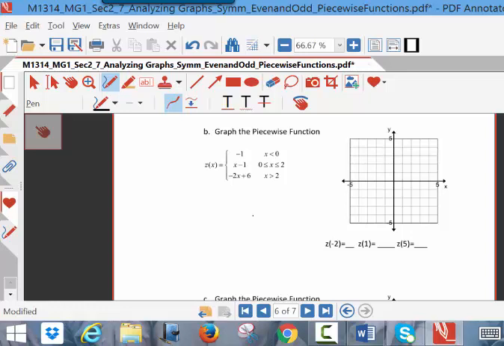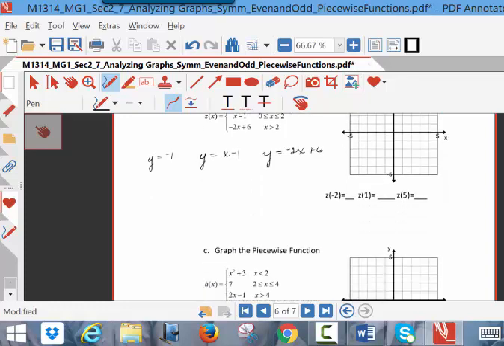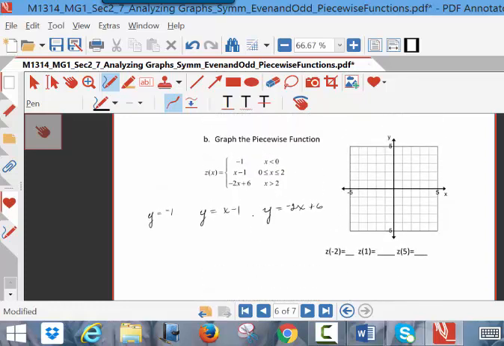All right, so here is another piecewise function. It is defined in 3 pieces, 3 parts. So one part is y equaling negative 1. The other part is y equaling x minus 1. And another is y equaling negative 2x plus 6. There's your 3 parts. I don't know how I'm ever going to get all this in here.